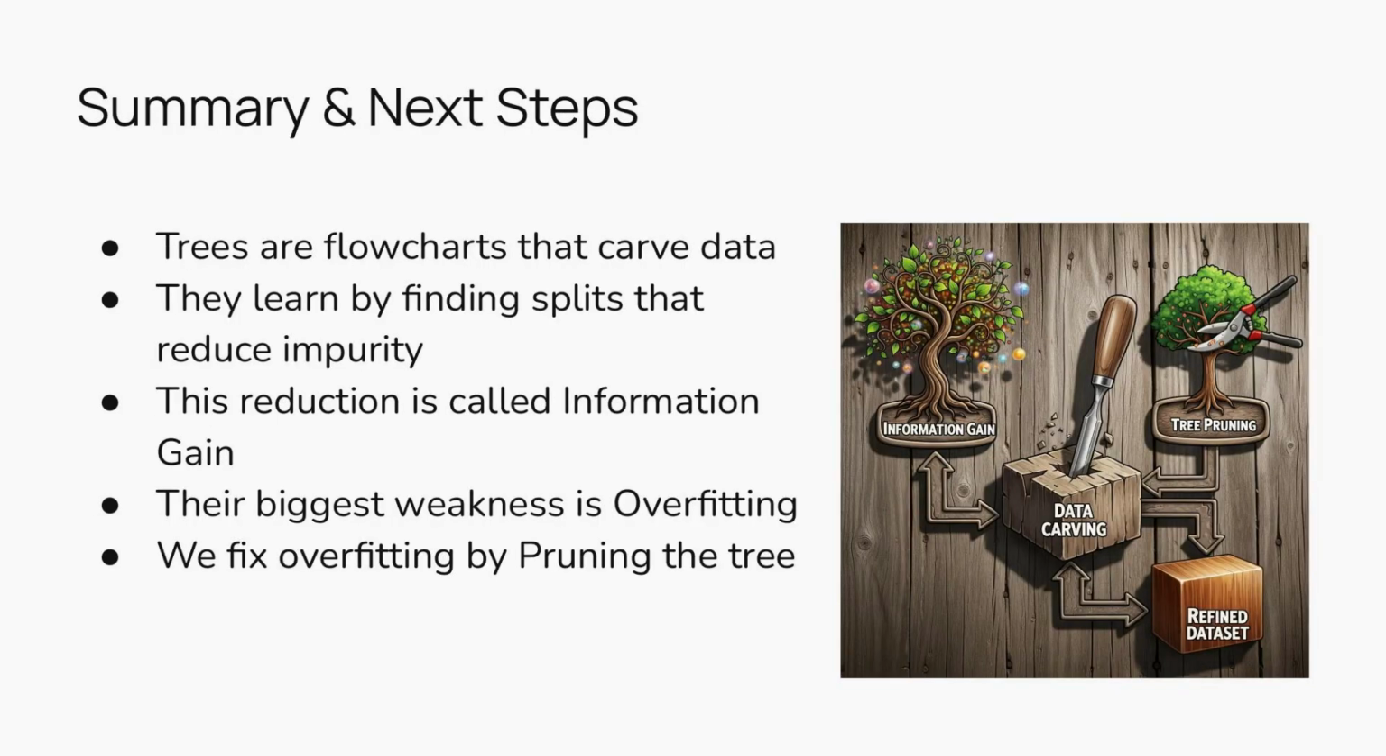So, to recap. Decision trees are flowcharts that carve data into boxes. They learn by finding splits that reduce impurity, measured by the Gini score. The process of finding the best split is called maximizing information gain. Their number one weakness is overfitting, which we solve with pruning, like setting a max depth.